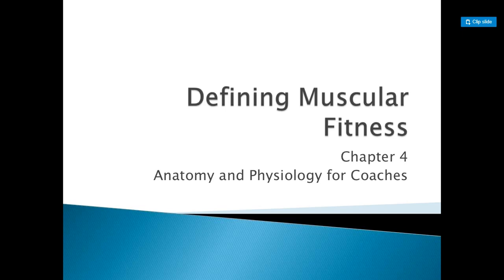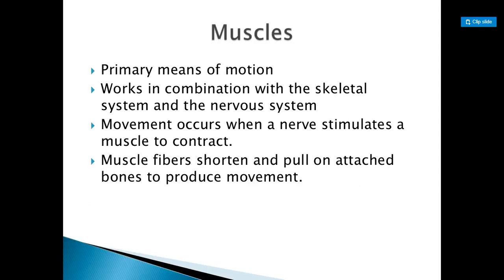Today we shall discuss muscular fitness. The primary means of motion is the muscles, working in combination with the skeletal system and the nervous system. Movement occurs when a nerve stimulates muscles to contract. Muscle fiber shortens and pulls on attached bones to produce the movement.